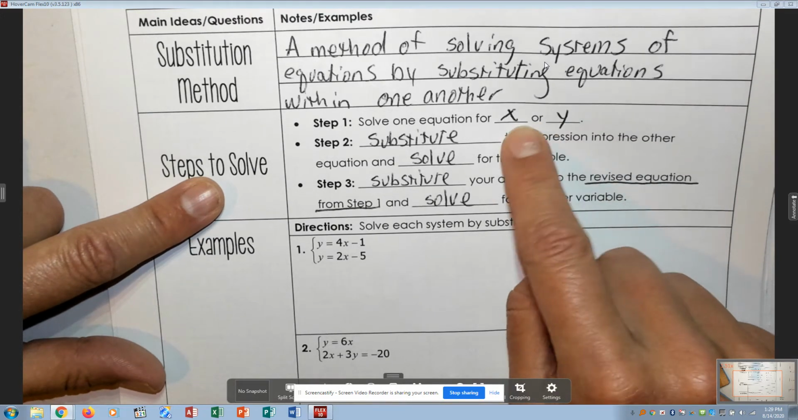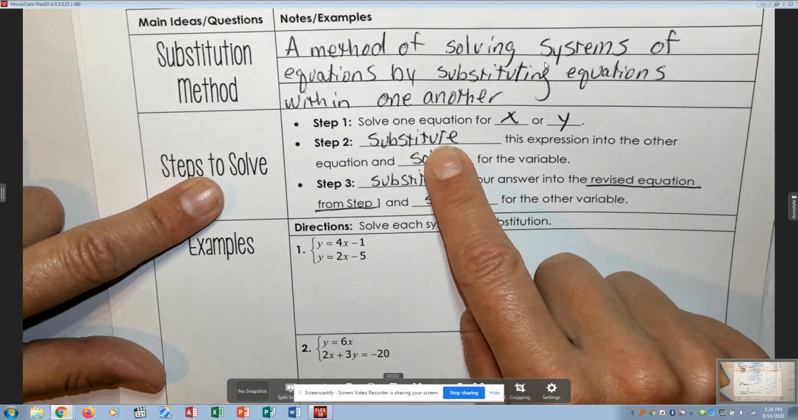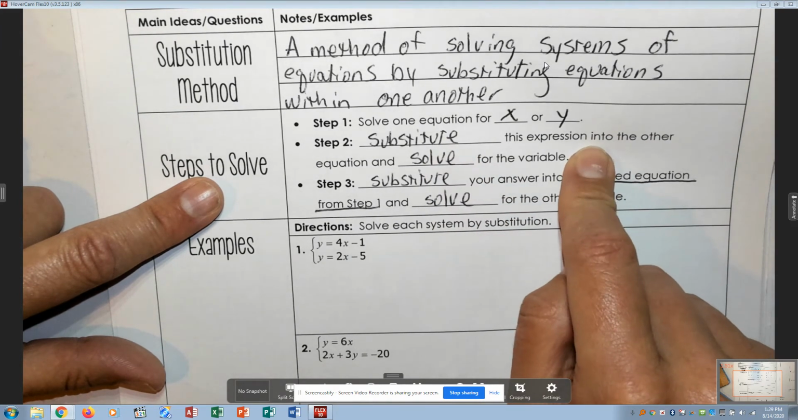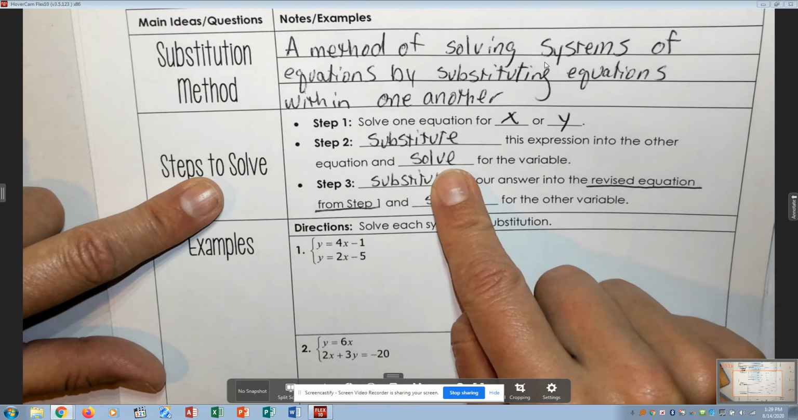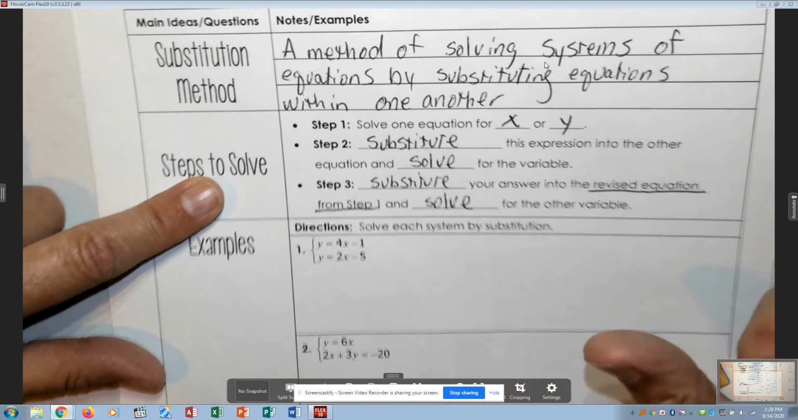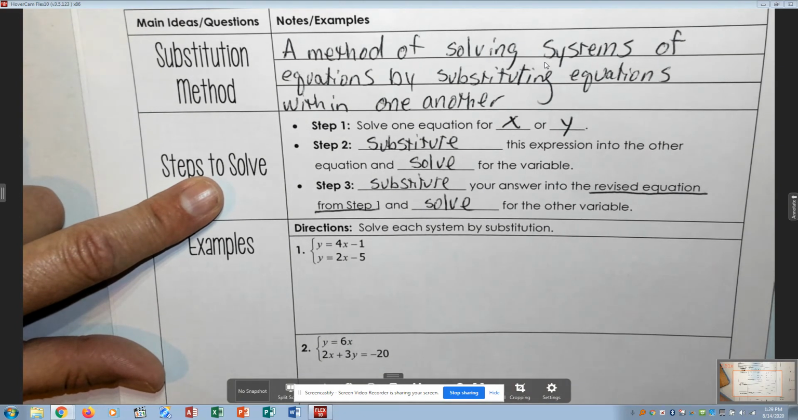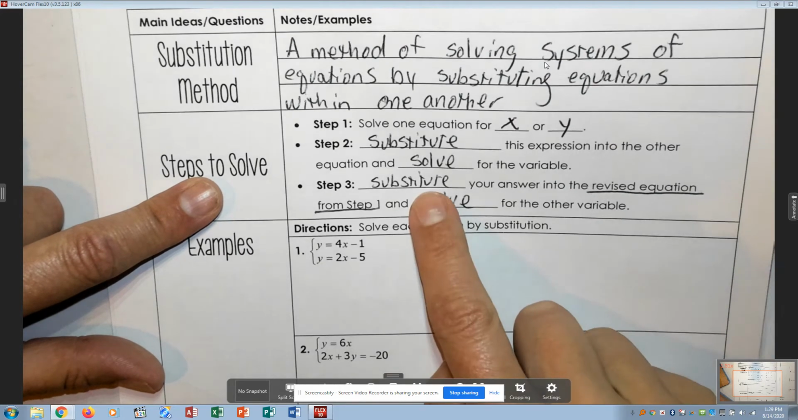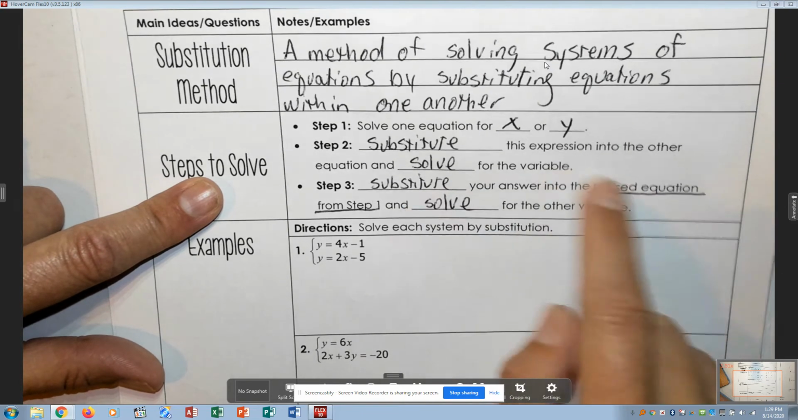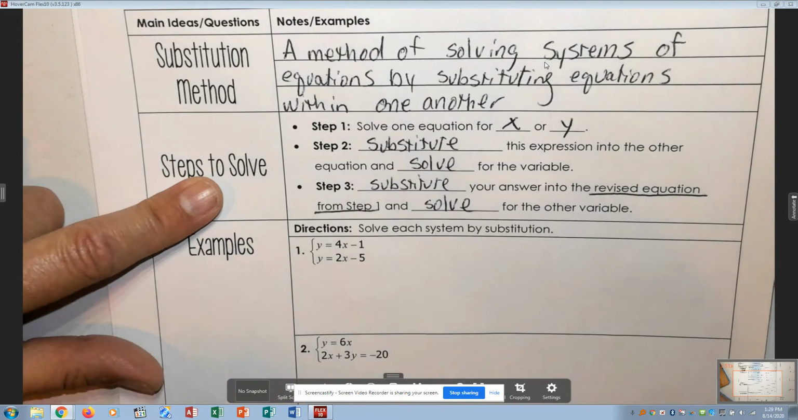So once you solve for a variable, you're going to substitute the one expression into the other equation. Okay? And then once you do that, you're going to solve for the variable, because once you substitute one expression into the other equation, you're only going to have one variable. You eliminated the other variable. So then let's say you get your x value, right? You're going to substitute that answer into your revised equation, and then you're going to solve. So let me show you what this looks like.